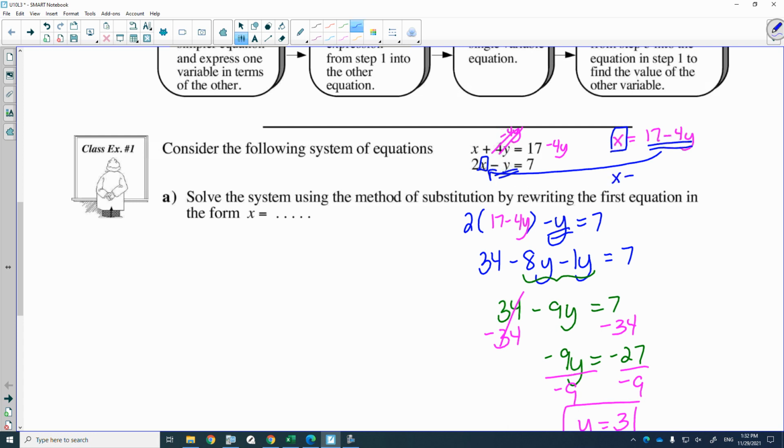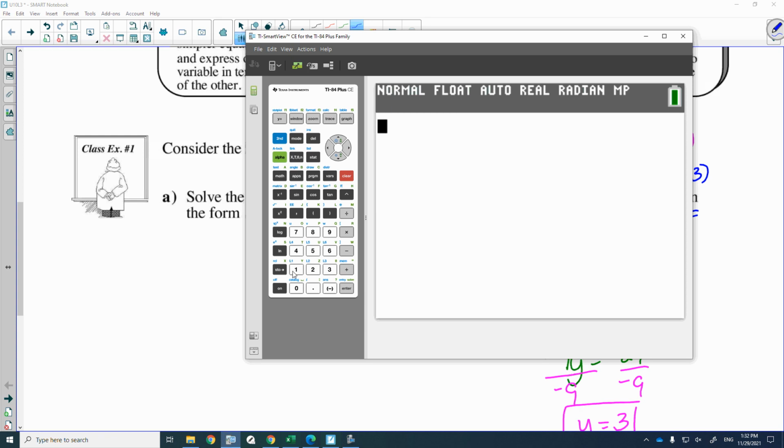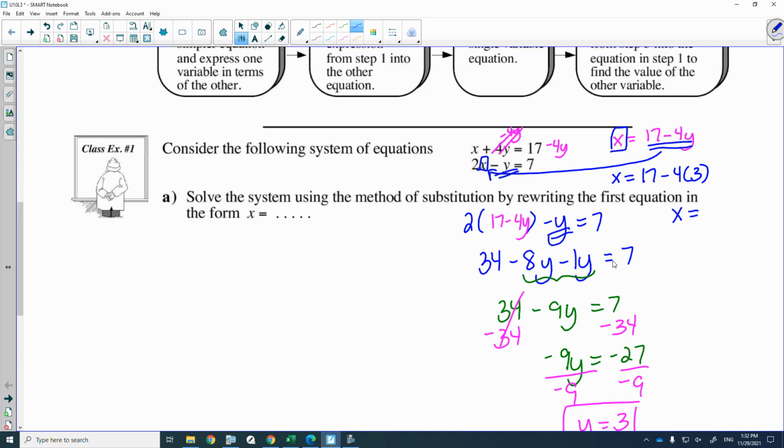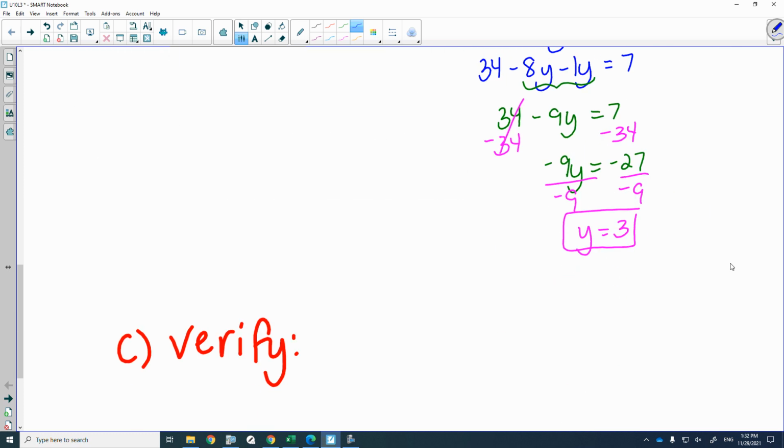So x is equal to 17 minus 4 times 3. X is equal to, and you type that into your calculator, 17 minus 4 times 3. X is equal to 5. And I'm just going to write that down with the y.